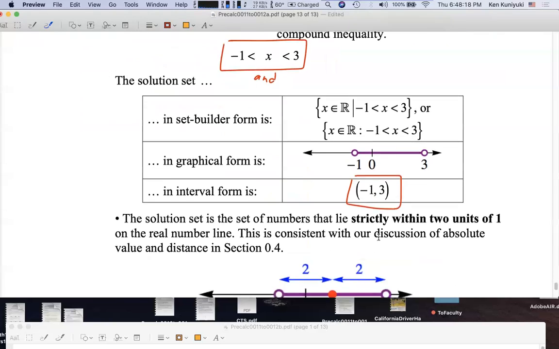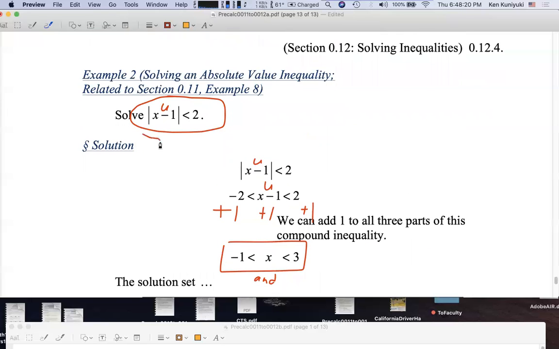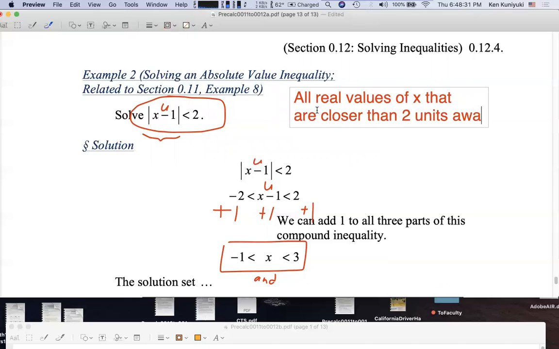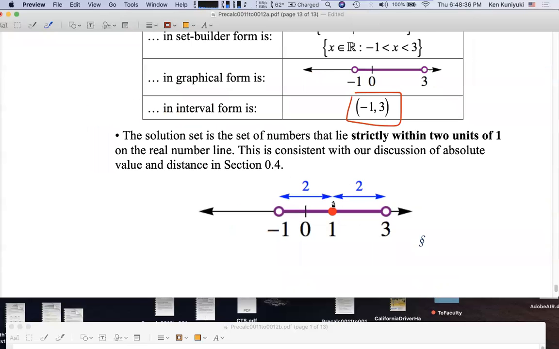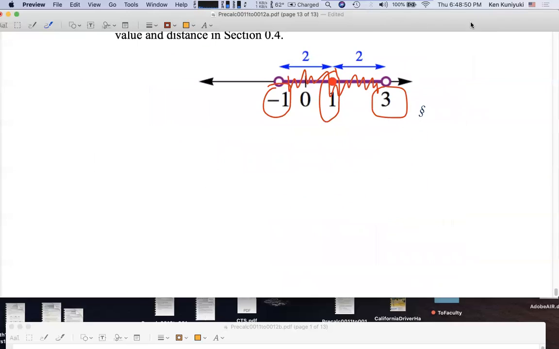Another way to look at it, we can think of this as the distance between x and 1. So we want all real values of x that are closer than 2 units away from 1. Here's 1. 3 is 2 units greater than 1. -1 is 2 units less than 1. We want everything in between. You can think in terms of distances. And that's all.